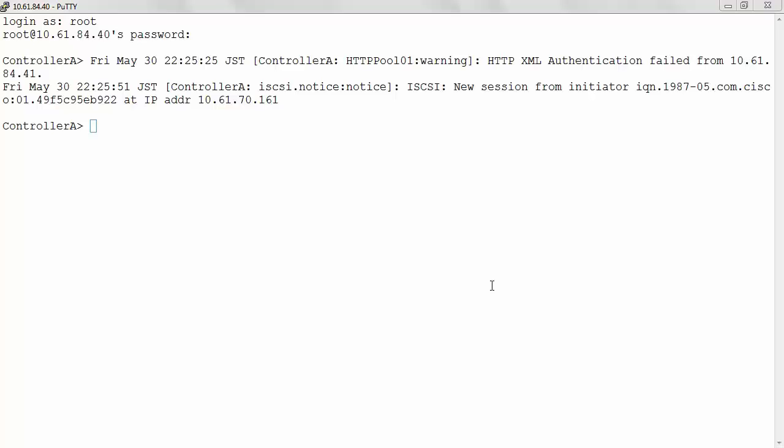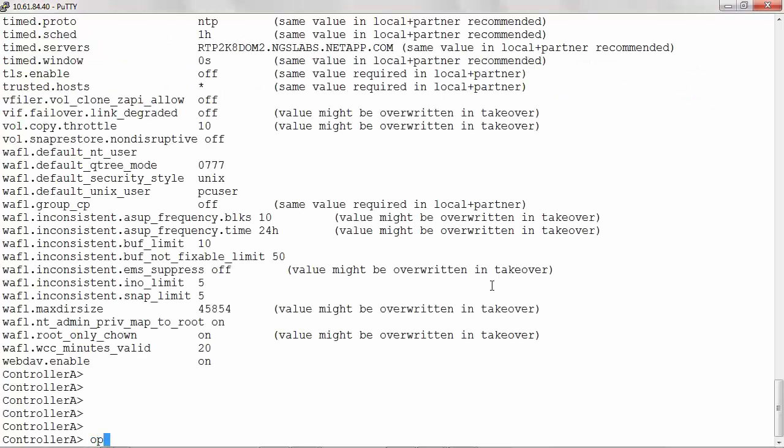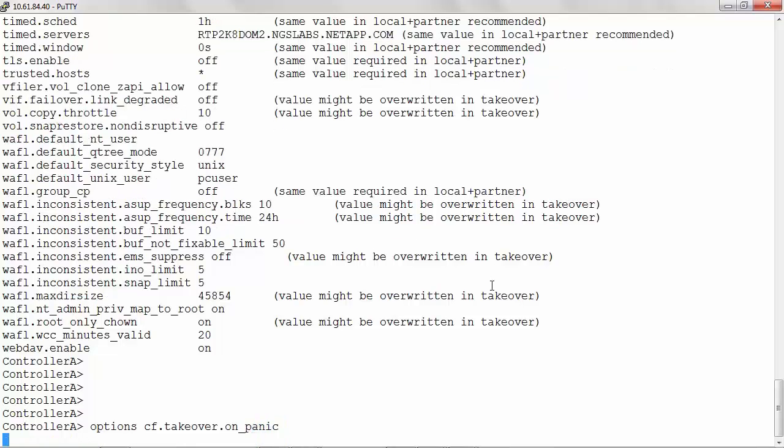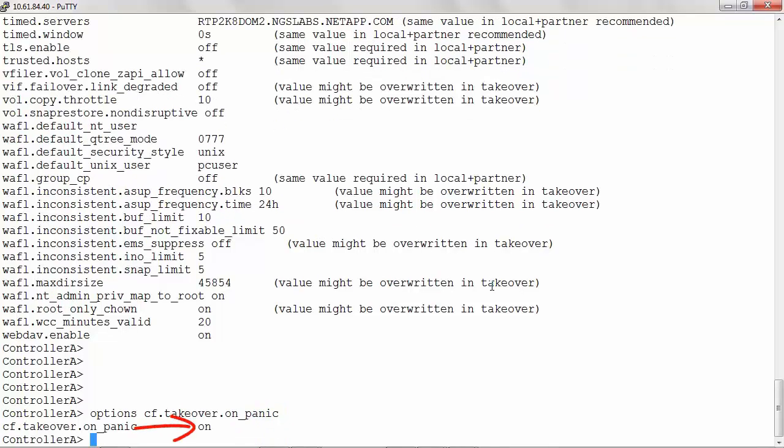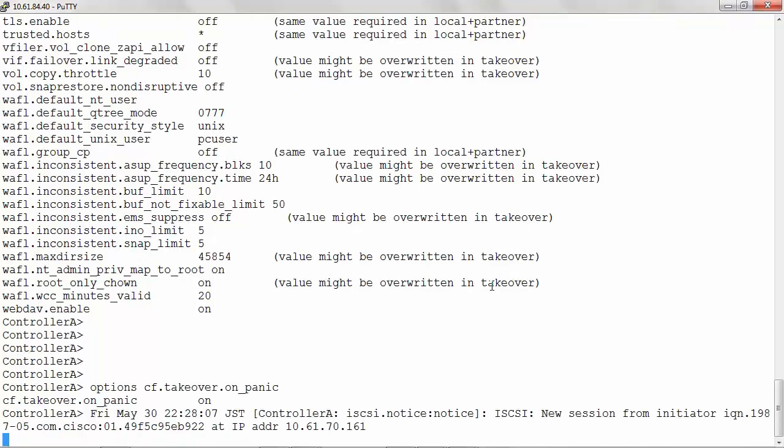The system immediately panics and will be taken over immediately by the partner if the option cf.takeover.on_panic is set to on. In this case, it's already set to on. If this option is set to off, the takeover will be deferred until the core file is returned to disk.